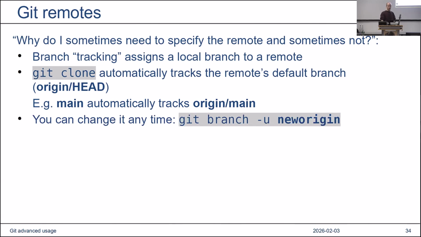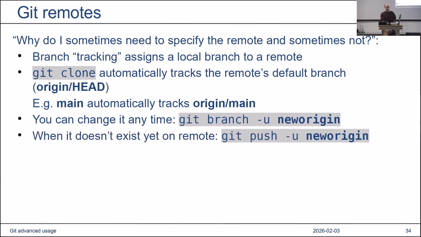But you can change it anytime. For example, if you decide, oh, I don't want to work on GitHub anymore, I can just say git branch -u and change it over to a different remote if I want to. And if it doesn't exist yet, this is something that you may have seen before, with this -u flag during a git push. You can also do it like that. And then you can just do git push and pull normally without specifying anything.